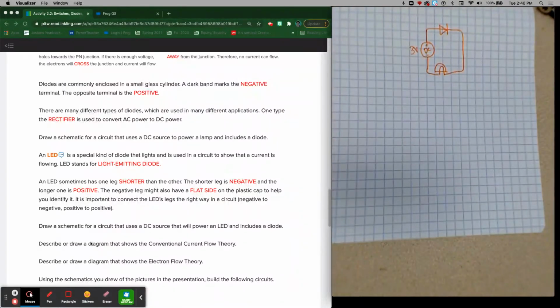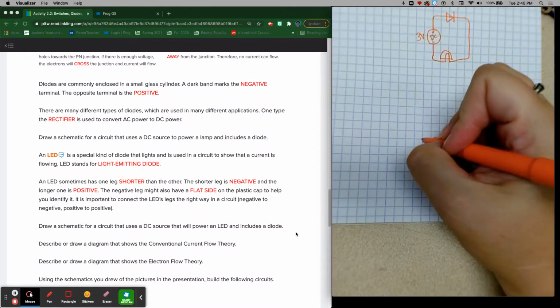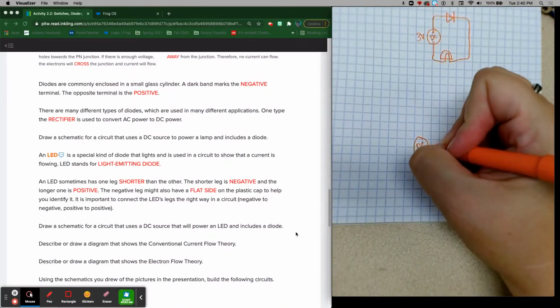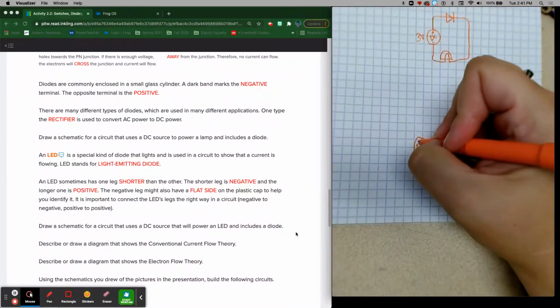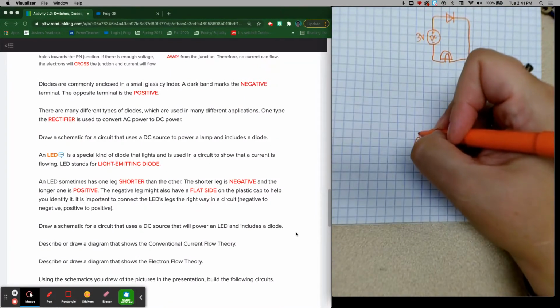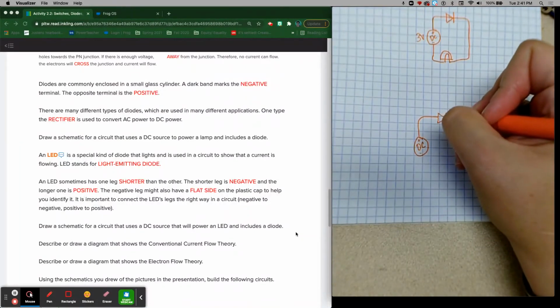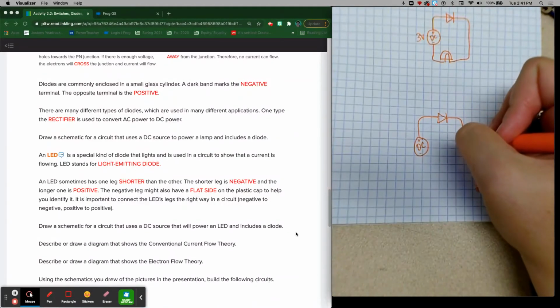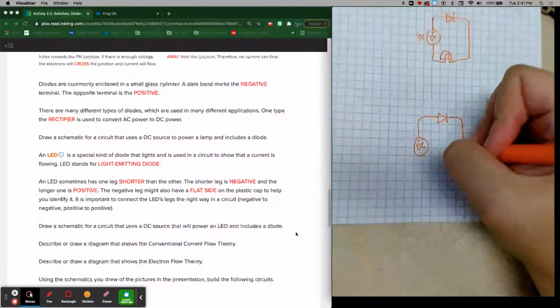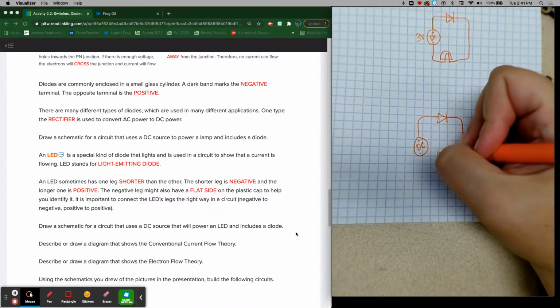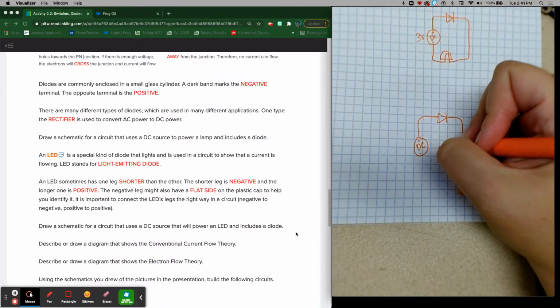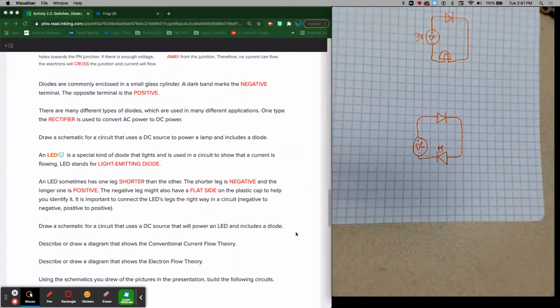Okay, so let's draw a schematic for a circuit that uses a DC power source and includes a diode. Okay, so let's take a look at this. So we've got a DC, we've got our plus and our minus. Okay, it wants a diode, so we want to go this way. But then it also wants an LED, which means our symbol changes up a little bit to have arrows pointing out. Okay.